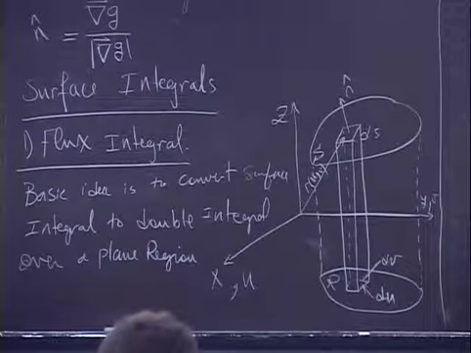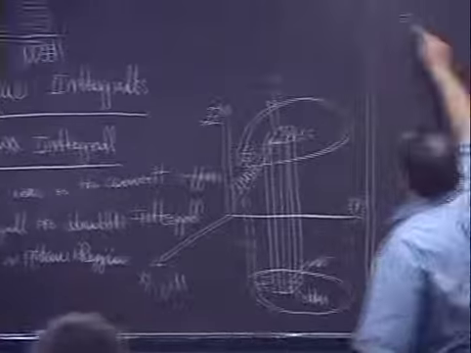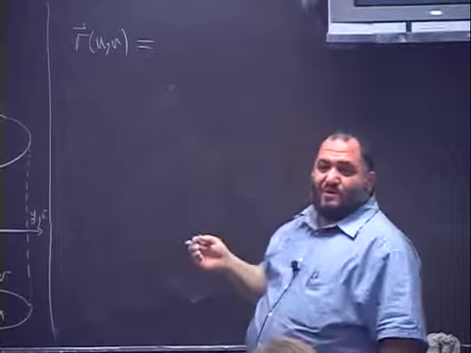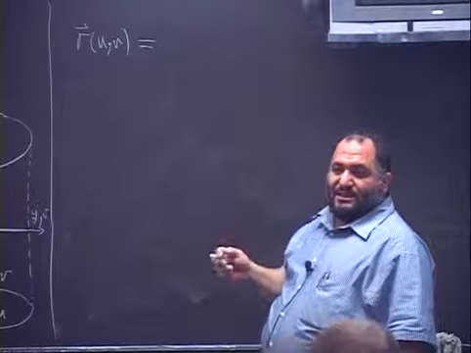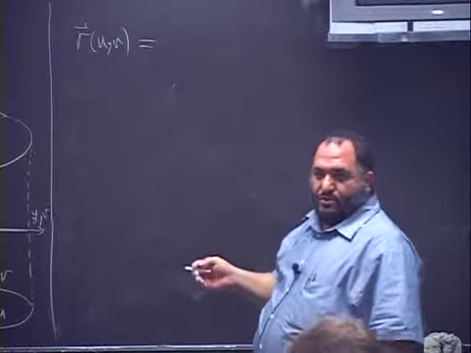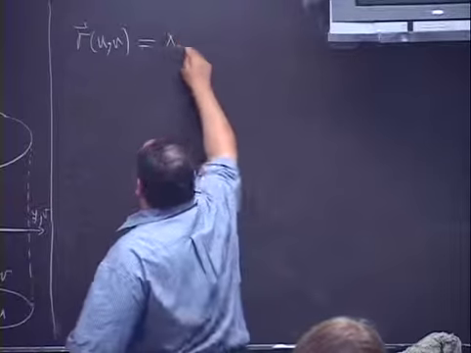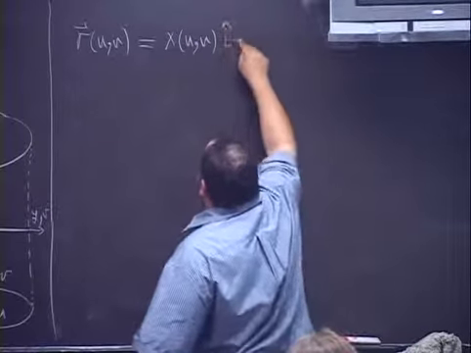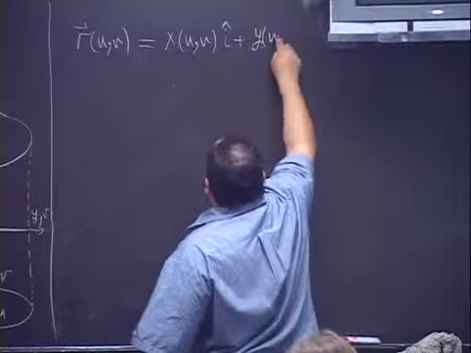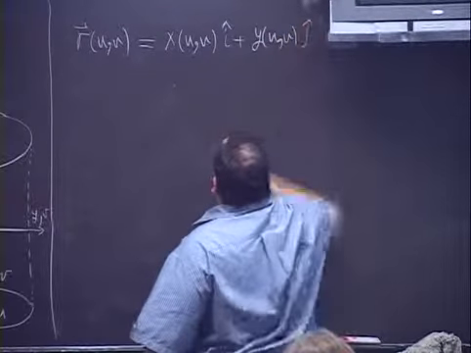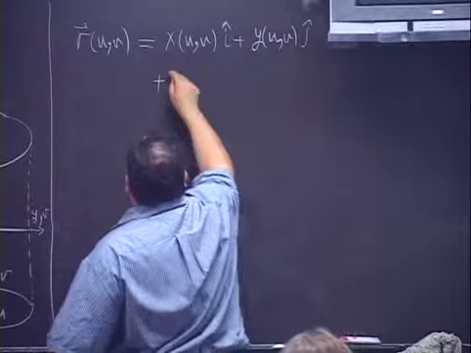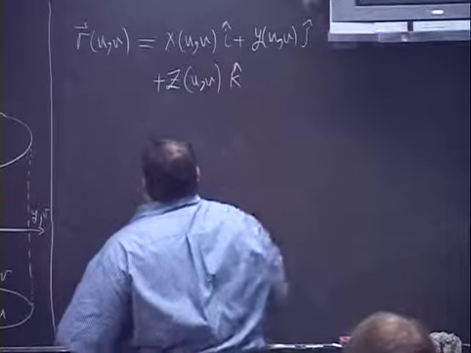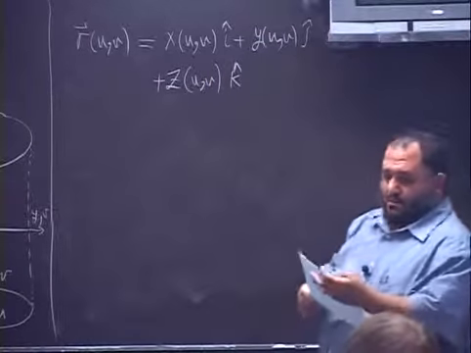Okay, so what's the equation for r of u and v? So r is a function of x, y, z, and x, y, z is a function of the parameters u and v, of course. So this is x as a function of u and v in the i direction, plus y as a function of u and v in the j direction, plus z as a function of u and v in the k direction. Okay, guys?